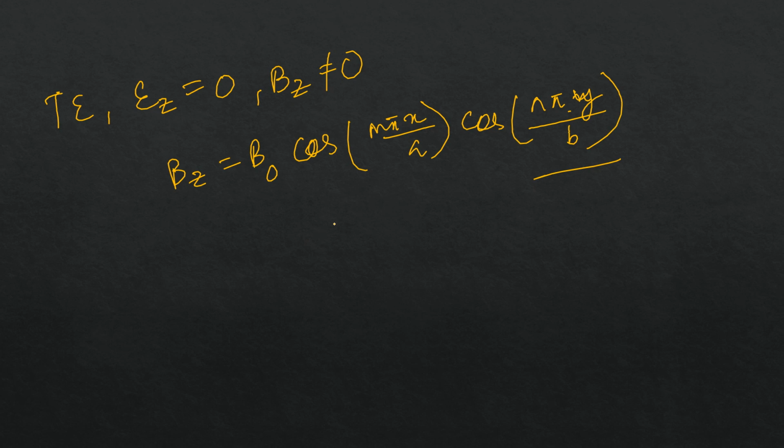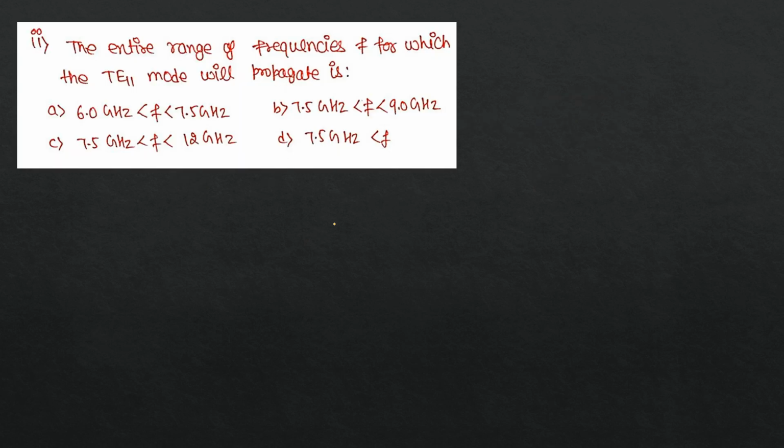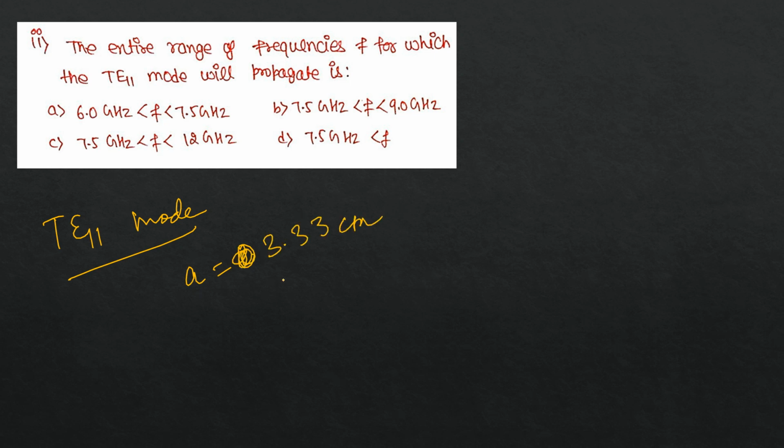All right. Next question. Next question is the entire range of frequency for which TE11 mode will propagate. Okay, entire range of frequency. How will we do it? We just calculated A is equal to 3.33 centimeter, and B is equal to 2.5 centimeter. M is equal to 1, N is equal to 1. So entire range of frequency we just need to calculate. Simple question.